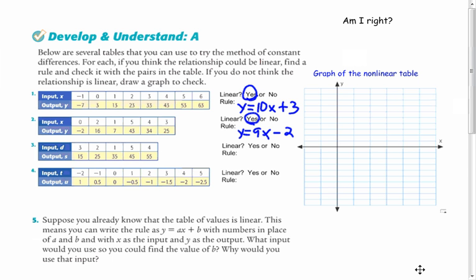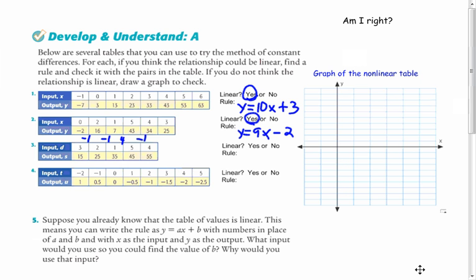So let's try another one here. Check this out. In this one, if I do 2 minus 3, I get negative 1. 1 minus 2 is negative 1. 5 minus 1 is 4. 4 minus 5 is negative 1. That's the difference between my input values.